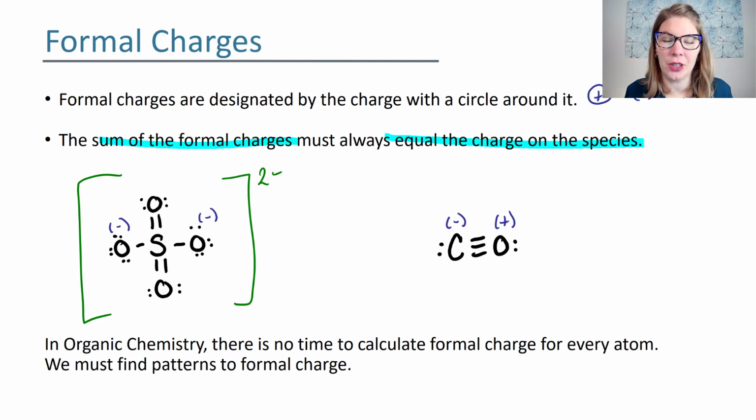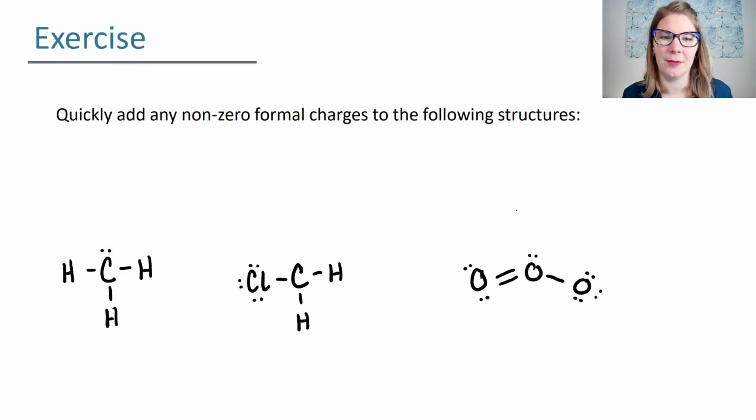In organic chemistry, you don't have time to look up the valence electrons, write down a calculation, remember the equation. There's not time for that. So what we need to do is find patterns. Before I have you find patterns, I want you to go ahead and fill in the non-zero formal charges on these structures. And I'm going to pause, I'm going to wait for you.